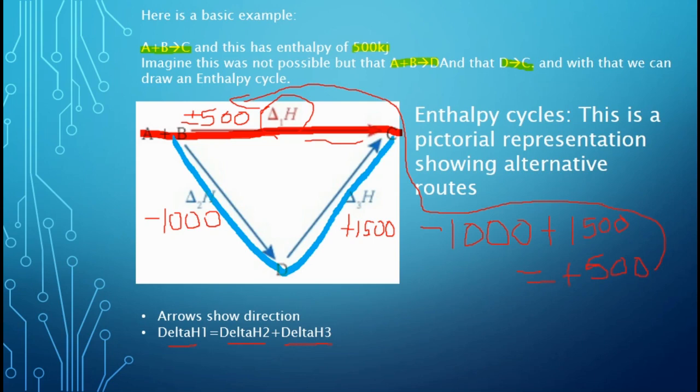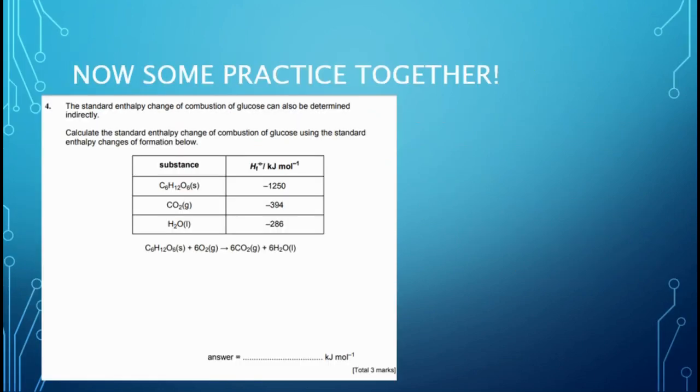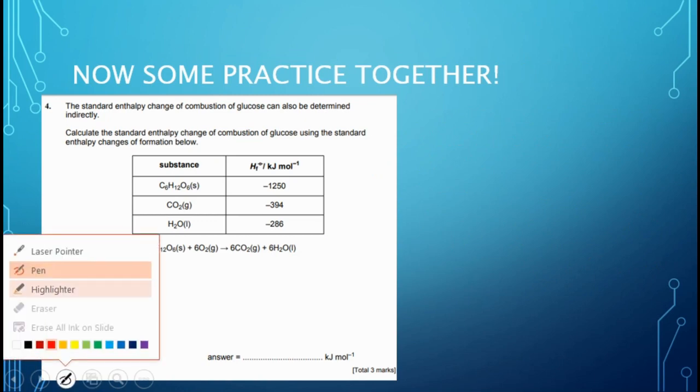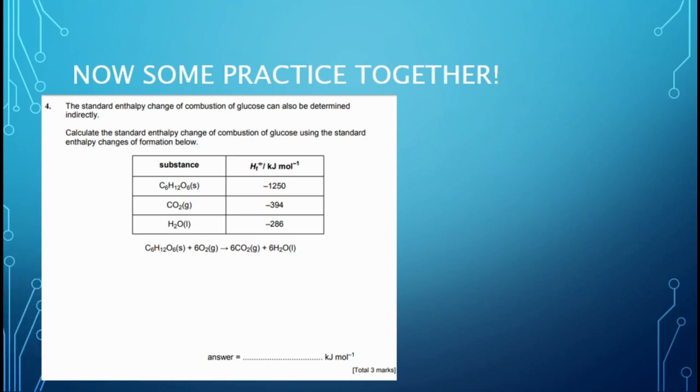Now, you might be wondering, how can we use this in an exam? Clearly, we have an example question here. So let's quickly read through this together. The standard enthalpy change of combustion. Okay, so that's a very key piece of information. The standard enthalpy change of combustion of glucose can also be determined indirectly. Now this is another key word. This is already indicating to you that it should be Hess's law. So whenever you see something saying determined indirectly, just remember our Lord and Savior Hess.